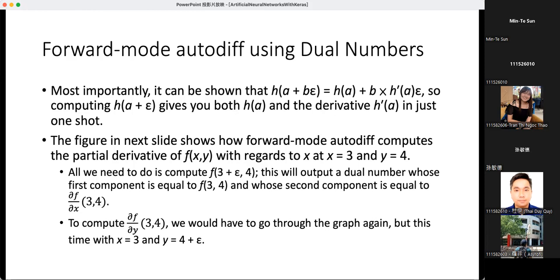So we know H of A plus B epsilon will give you both H of A and the derivative H prime of A in just one shot. This is very interesting. Okay, let's see how it works.